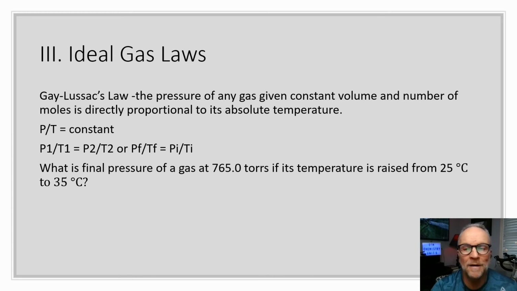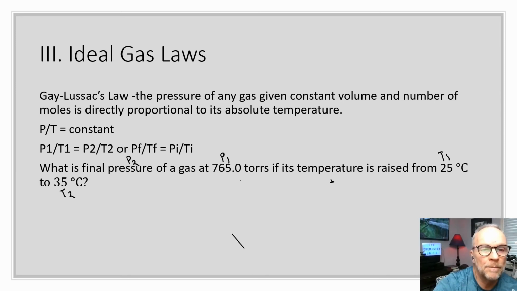Let's do a problem. Why? Because they're so much fun. All right, so it says here, what is the final pressure? That is going to be our P2, of a gas at 760 torr. 760 torr would be P1. If the temperature is raised from T1 to T2, the 760 and 25 go together, and then the P2, the final pressure, would be with an increase in 35 degrees C. So let's work that out.